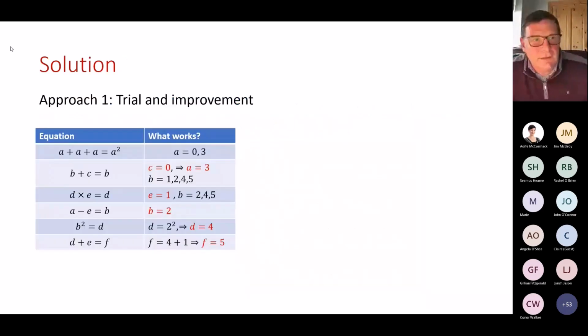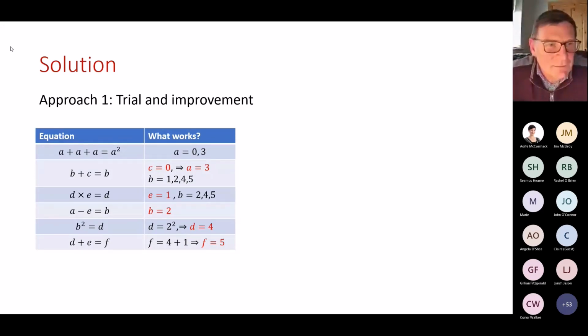So we look at 3 different approaches here. The first one is trial and improvement. The first equation is a plus a plus a equals a squared. So they'll trial the numbers and we'll find that 0 and 3 will satisfy that first equation. So there are 2 possibilities for a at that stage.